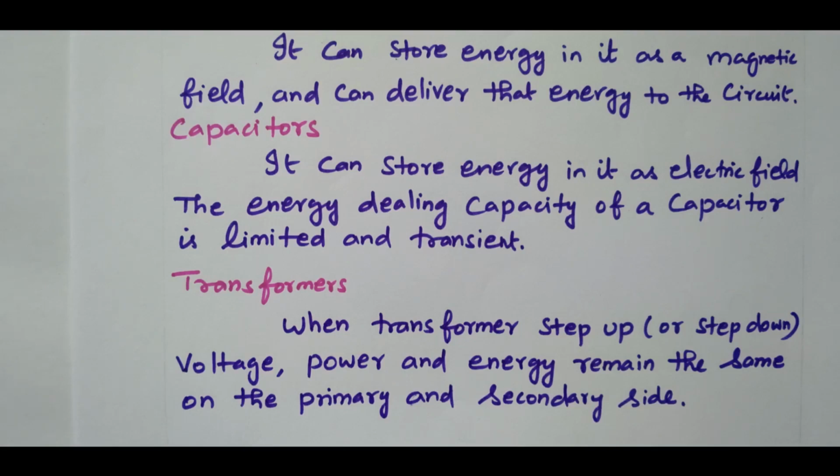Accordingly, the current level also changes. While increasing the voltage on the secondary side, the current will decrease. While decreasing the voltage on the secondary side, the current will increase, so that power remains constant in the primary as well as the secondary, right? So the resistor, inductor, capacitor and transformer are passive elements.